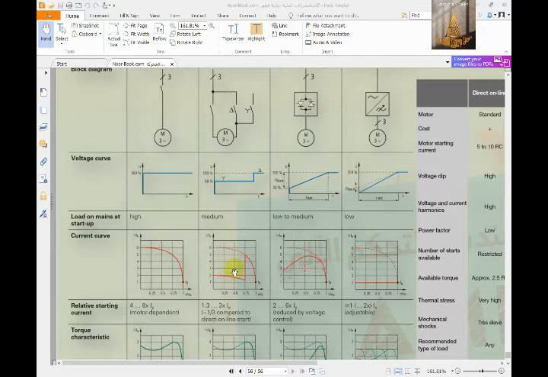You have to remember this curve. And according to the soft starter, we will find the current is lower than the star delta. It's maybe 2 for this ratio I over IE.